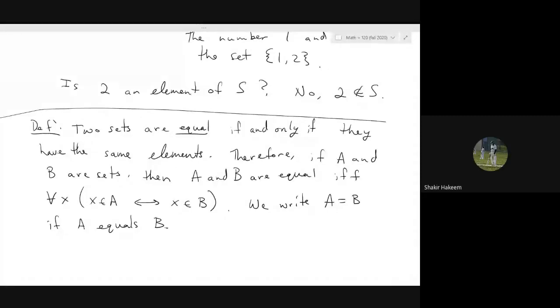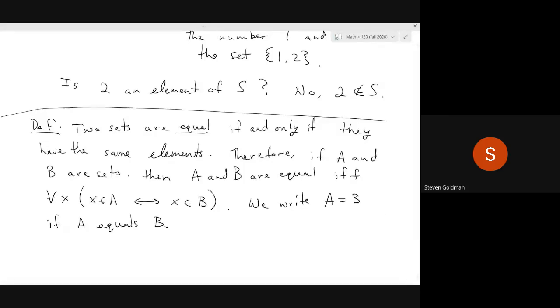Regardless of its order, right? It's the lists that are ordered. Sets aren't ordered; they're unordered. So order does not matter. Let me demonstrate this with an example.